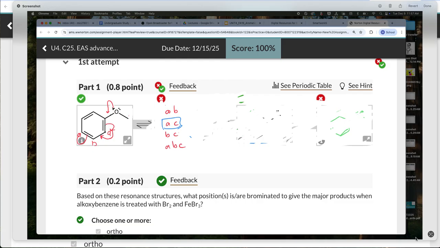Fun question. What if we change this up? Instead of doing Br2 and FeBr3, which are para-ortho directors, what if we instead did nitric acid and H2SO4, which are going to give us the NO2 plus, which is a meta director? Is this going to change your answer?